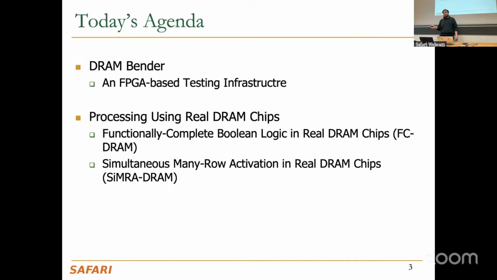A very quick summary. I believe you already know what DRAM Bender is. And then I'll jump into the two works that I did this year about processing using real DRAM chips. The first one will be the functionally complete Boolean logic in real DRAM chips that we call FCDRAM. And the second one is simultaneous many-row activation in real DRAM chips that we call, for short, SiMRA-DRAM.